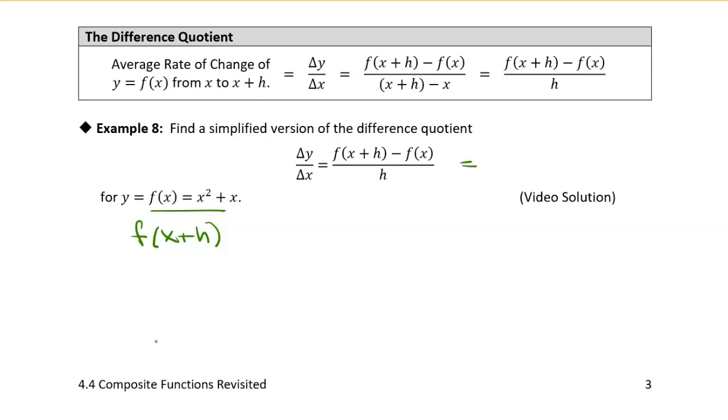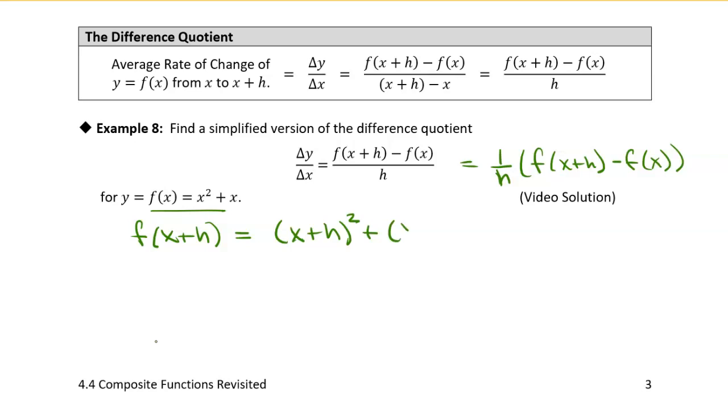I also sometimes like to do 1 over h times f of x plus h minus f of x, just because that denominator just gets a little messy, because dividing by h is the same as multiplying by 1 over h. But let's take it one step at a time. Let's find f of x plus h. So I'm just going to replace x with x plus h, right? So I get x plus h, that's quantity squared, right? And then here I have to replace this other x with x plus h. Okay, so I've replaced x with x plus h.